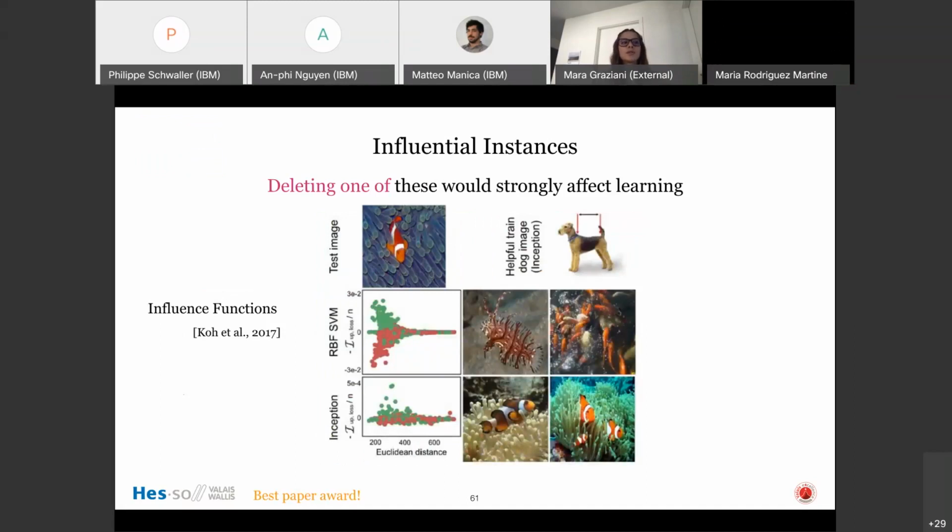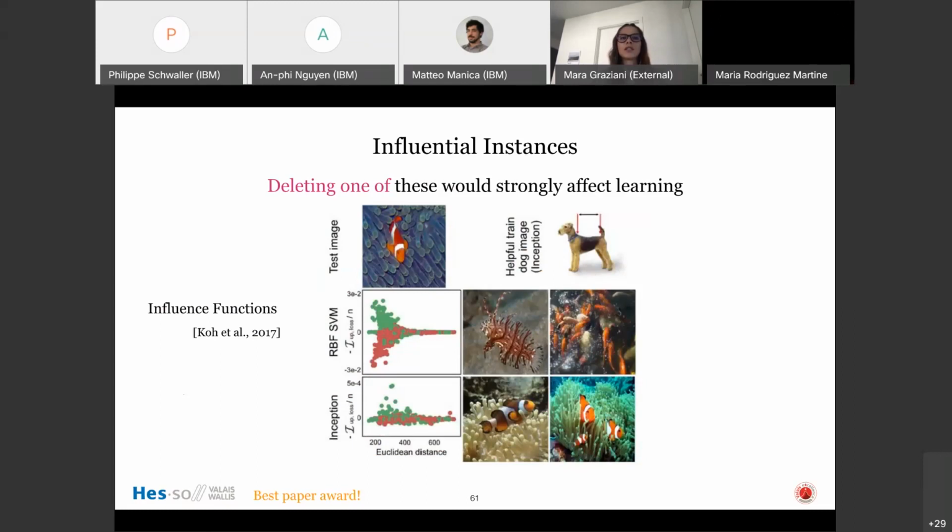Now, some of you may already be shaking your heads thinking, no way we can retrain every time we delete one instance from the training set. That's a really good point if you're thinking this. And we can actually approximate this. We're not going to do this, but we can approximate it with influence functions. So this paper was presented at ICML 2017.